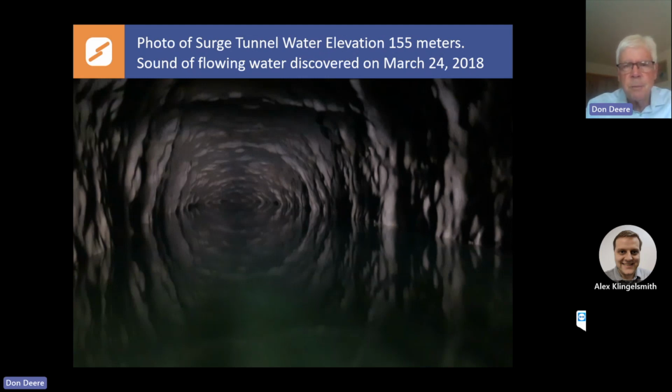The amazing thing to me when I did the site visit was I could hear water cascading out of this surge tunnel only some few meters away. The sound was deafening of the water leaving the tunnel.